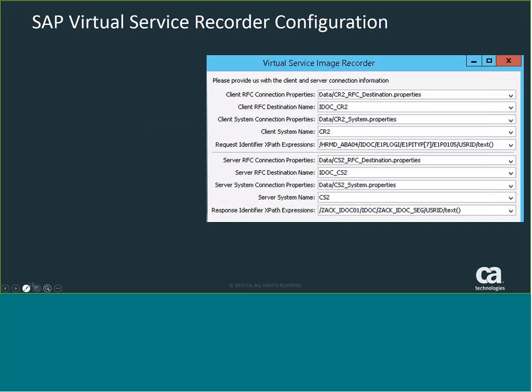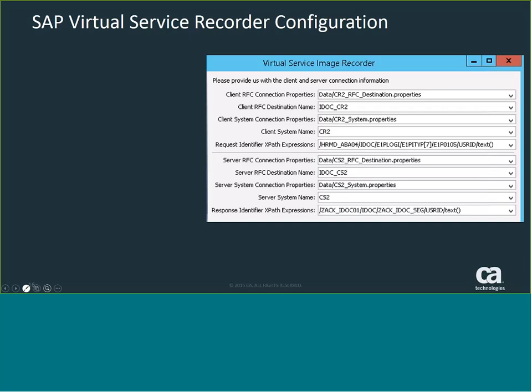DevTest uses SAP JCO to connect to SAP systems. JCO requires connection settings specified in properties files. So the virtual service image recorder asks for the location of those connection properties files in the wizard.